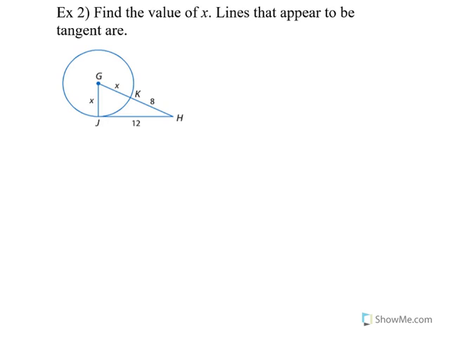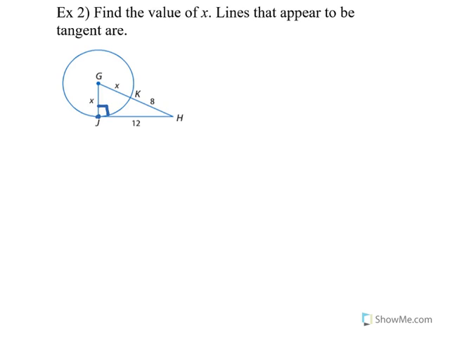Example 2 says find the value of x. Lines that appear to be tangent are. So there's only one line that could be tangent here, and my point of tangency would be J. So if it appears to be tangent, it means that by Theorem 10.10, there would have to be a right angle there.